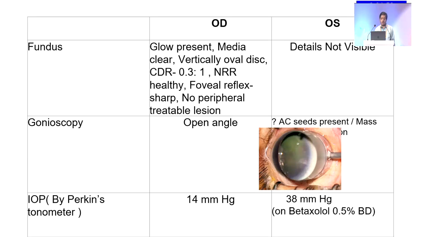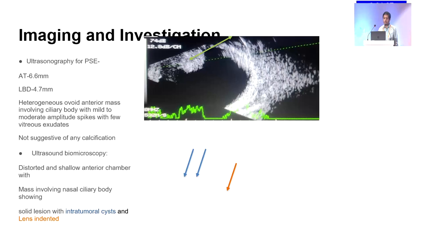The IOP in the left eye was 38 mm Hg with brimonidine 0.5% BD. So we made a provisional diagnosis of intraocular mass with NVG, neovascular glaucoma. On ultrasonography, there was a 6.6 by 4.7 mass with no high amplitude spike suggestive of calcification. In anterior RB, there are also very few chances of calcification. A heterogeneous ovoid anterior mass was there near the ciliary body.